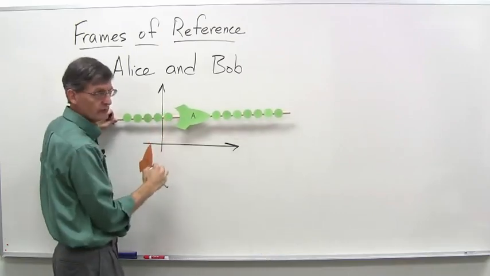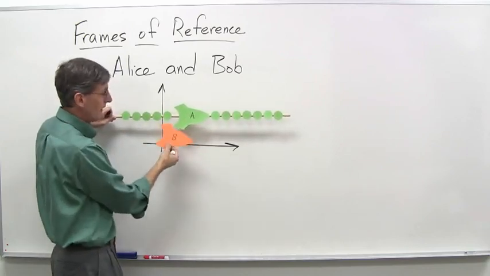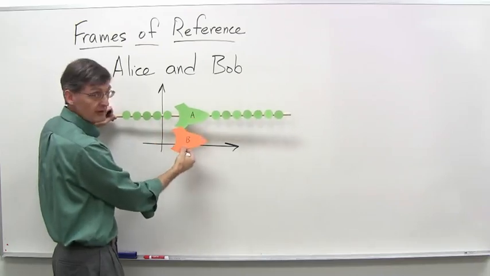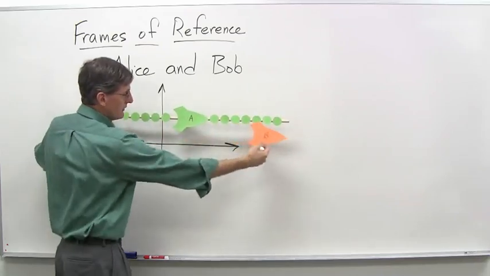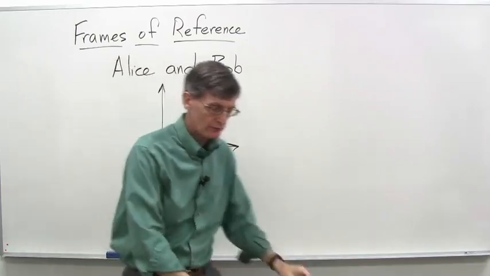There's a clock on Alice's spaceship as well, not shown. So she has a clock at each point along her axis here. And so right here is t equals 0, and then as he goes along here, Alice's clocks measure his position at those times.